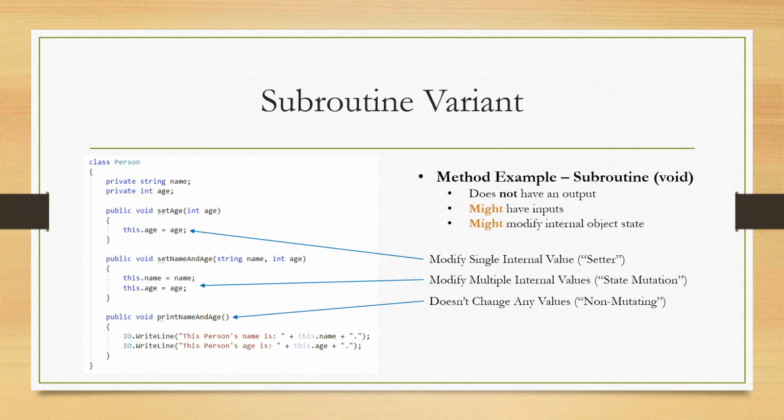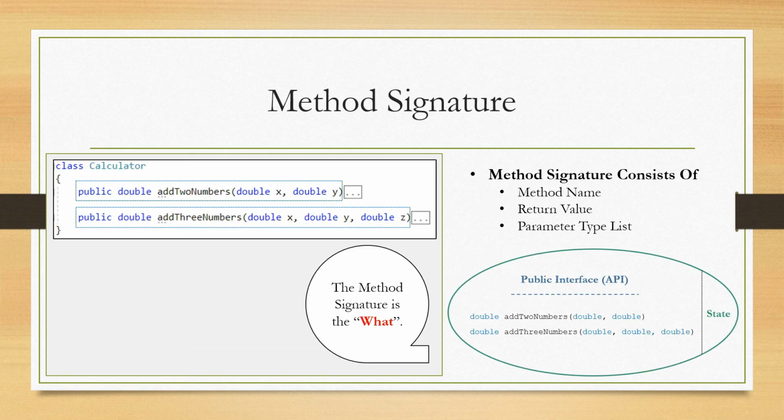So once again, naming is important. Signature is important to indicate what the purpose of the method is. When I see print name and age, I have confidence that it should not be changing any values. And if I see that happening in a method called print name and age, I'm going to say, why are you changing a stateful value permanently in a method that's called print name and age, right? So this is very useful for reading code and critiquing it. The method signature consists of three things: the name, the return value, and the parameter type list.